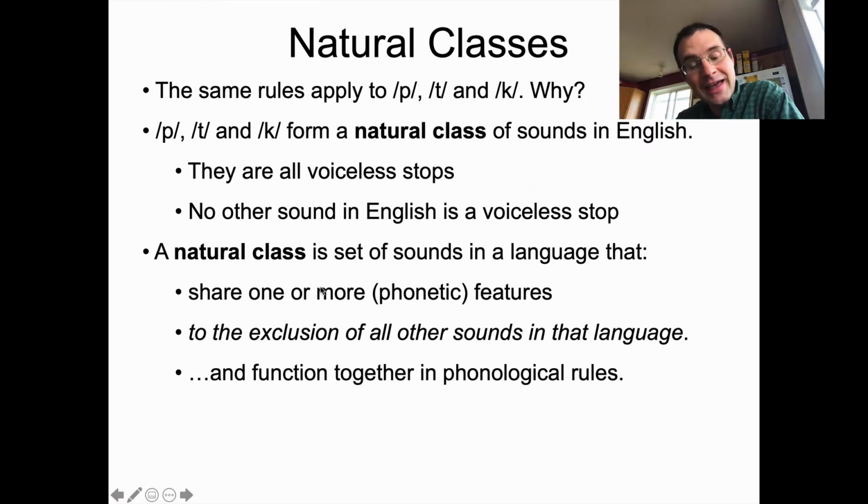So I'll redefine that again because I want you to be able to remember this and actually apply this concept to multiple different phonology problems that we'll work on. A natural class is a set of sounds in a language that shares one or more phonetic features to the exclusion of all other sounds in that language, which means that these are sounds which have something in common and no other sound in that language has those features in common. This turns out to be useful, or enlightening, I guess you could say, because natural classes of sounds are going to typically function together in phonological rules.